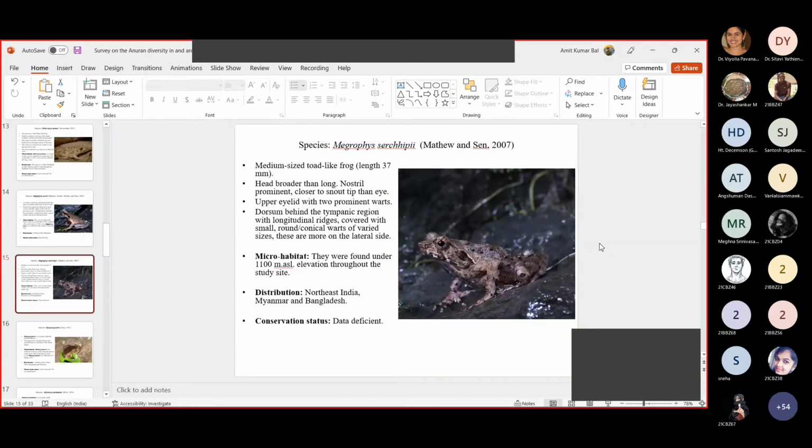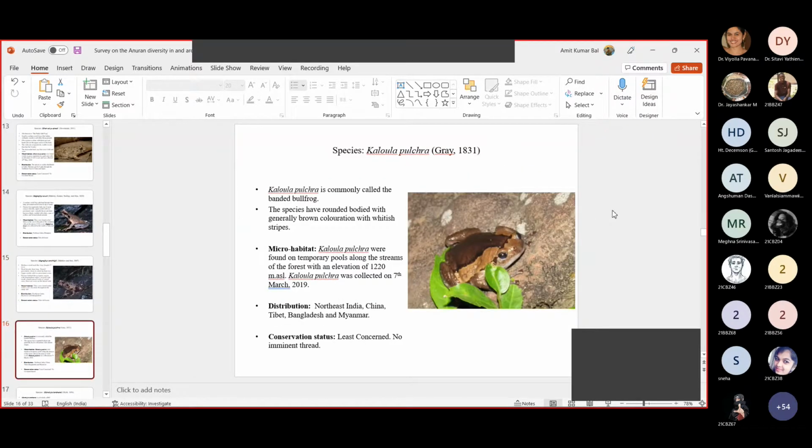And we have the Megophrys. It is also a medium-sized toad-like frog. The head is broader than long, nostril prominent, closer to the snout tip than it is to the eye. They are found throughout the study sites. Next, we have the Kaloula bullfrog, known as the banded bullfrog. They have a rounded body with a generally brown coloration with whitish stripes. They were found in temporary pools along the streams of the forest with an elevation of 1220. Their distribution included Northeast India, China, Tibet, Bangladesh, and Myanmar.